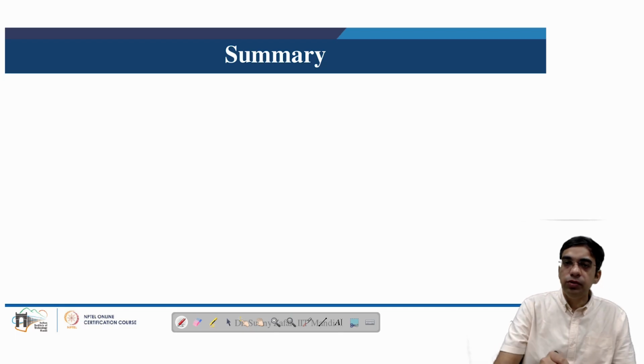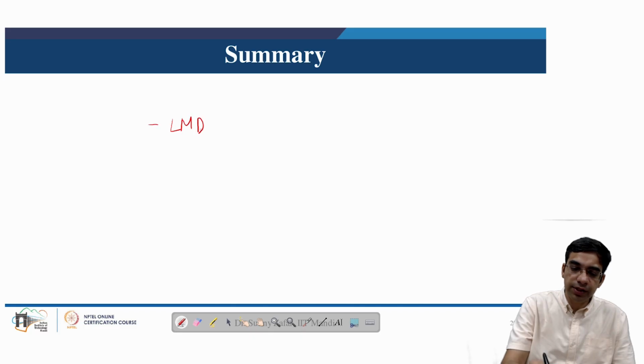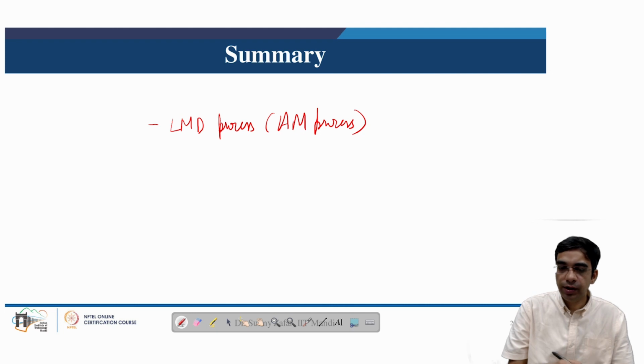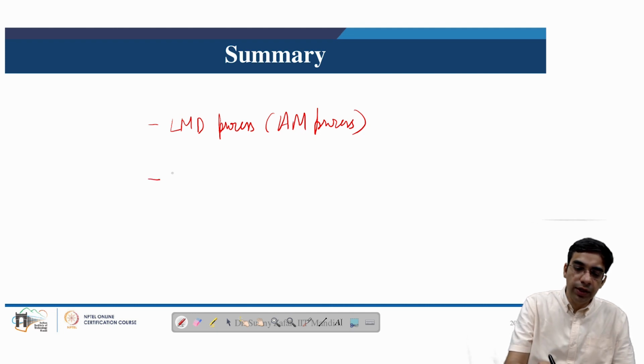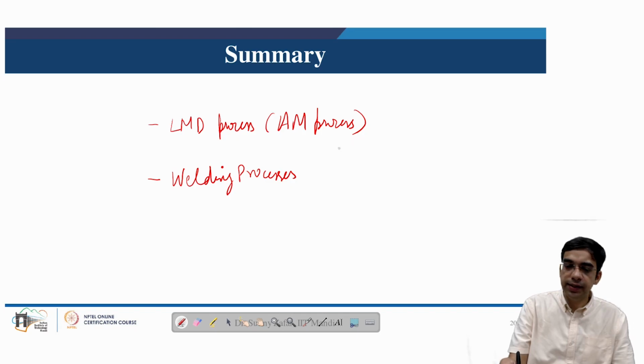So with this we come to the end of this lesson. We will now summarize what all topics are covered. Essentially in this lesson we have covered the laser metal deposition process, which is one of the additive manufacturing processes for depositing coatings or repair. Then we have looked at various welding processes which can be utilized for manufacturing as well as repair.